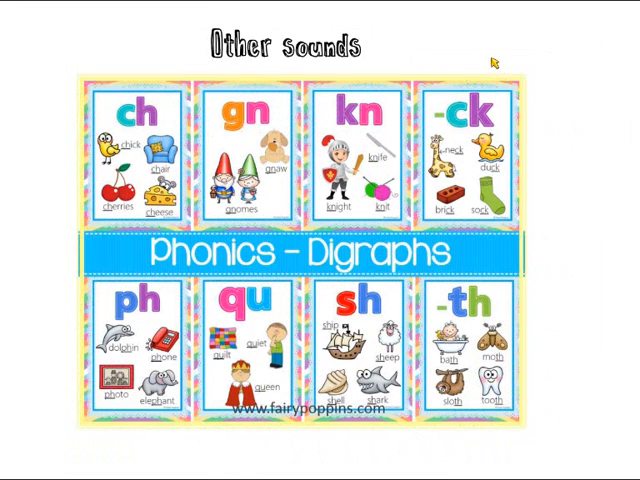Oh, sorry, before we do that, we have other sounds that we need to remember. Sometimes we find two consonants together and they make a different sound, like the C, K, and the H together. We don't say what? What is that? Oh, yeah. This sound is ch.